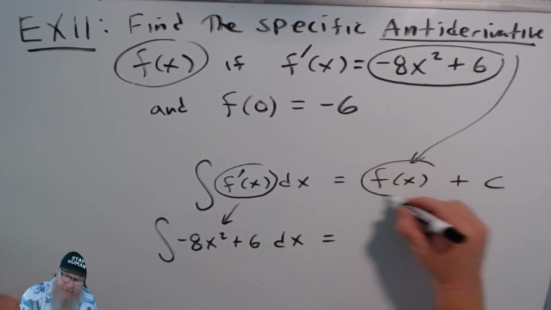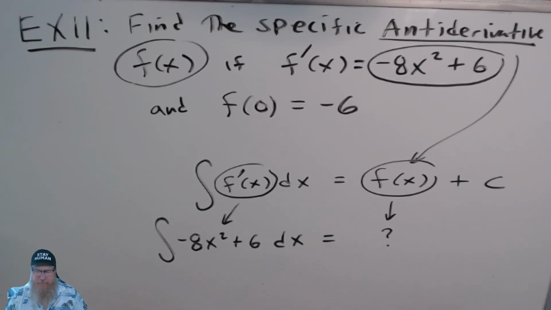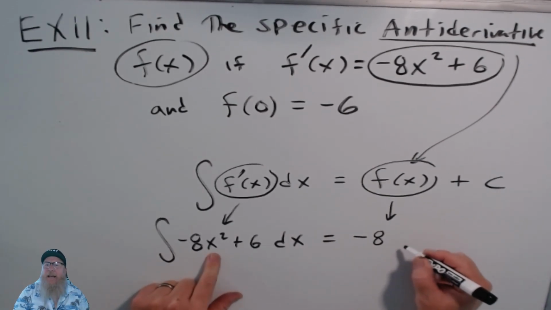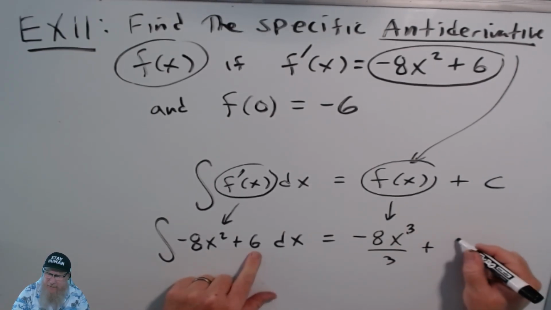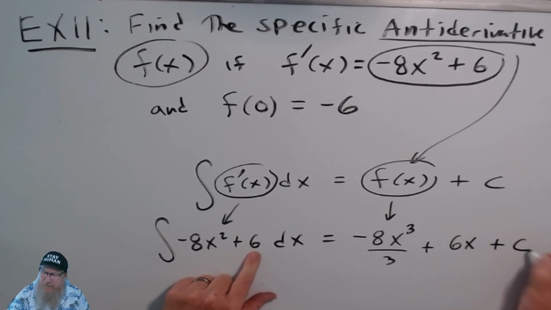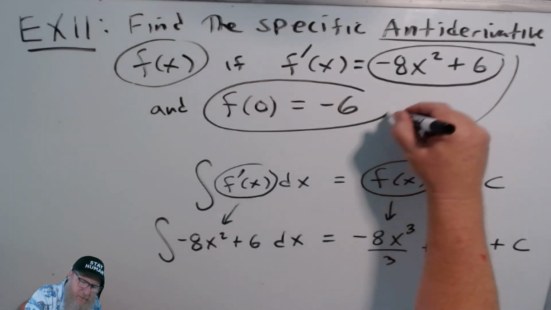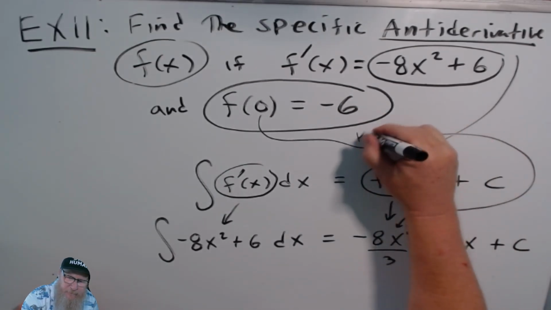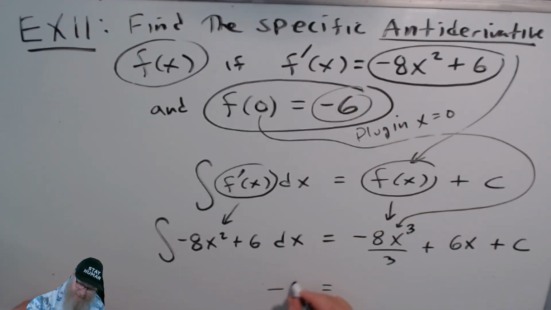All right, and then this is going to be the result of what you get after you've integrated. Now, we just did a ton of these, so let's do it very efficiently. It's going to be -8 times x cubed over 3 plus 6x, the integral of 6, and then plus c. Okay, and now plug in x equals 0 and set it equal to -6.